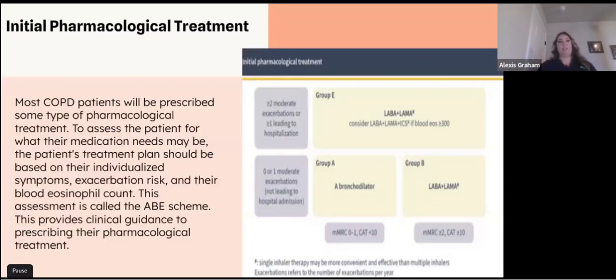So, initial pharmacological treatment. Most COPD patients will be prescribed some type of pharmacological treatment. To assess the patient for what their medication needs may be, the patient's treatment plan should be based on their individualized symptoms, exacerbation risk, and their blood eosinophil count. This assessment is called the ABE scheme. This provides clinical guidance to prescribing their pharmacological treatment. And this is kind of a little picture of what that would look like, but we're about to get into more depth into it.